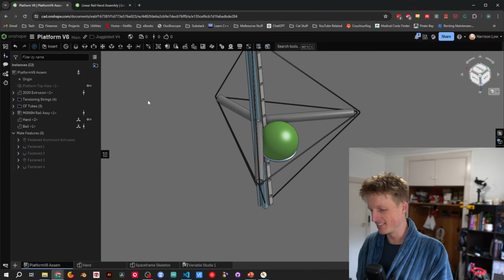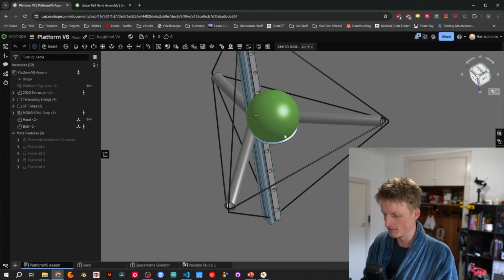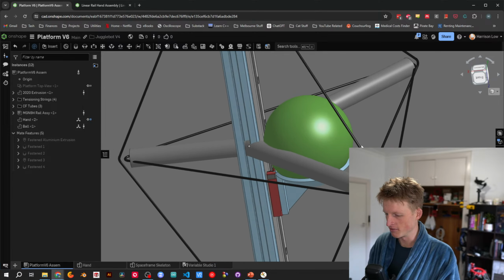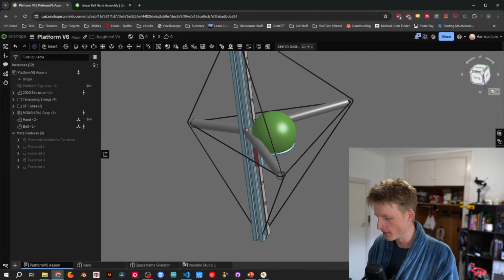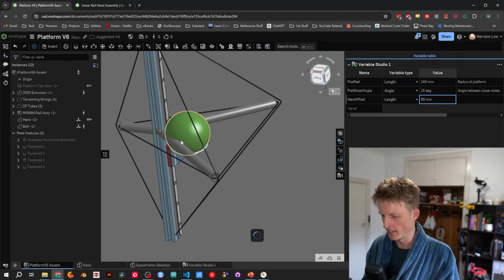So my biggest hesitation with this though is that these rods or tubes get a little bit in the way of the ball. Obviously in this orientation they get a lot in the way of the ball and will actually hit the ball on the way up. So we can change this ball to be a little bit further out.